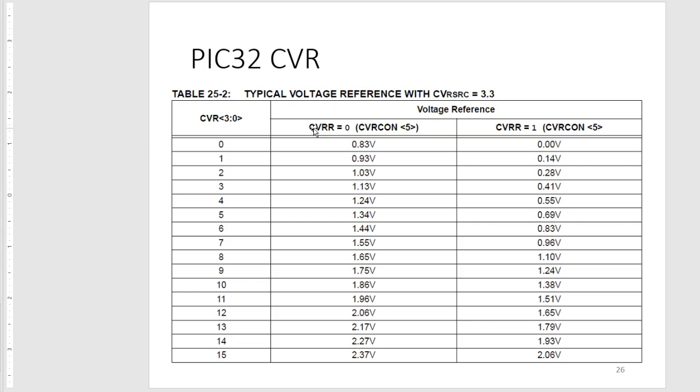So as a quick reference, here are the possible voltage outputs that you can generate with your CVR, given a reference of 3.3 volts. Seeing here at CVRR equals 1, our voltage steps are in steps of 0.14 volts, and when CVRR is 0, our voltage steps are in 0.10 volt increments. So you can't really say that it's a DAC, but nonetheless, it is an analog voltage reference source.